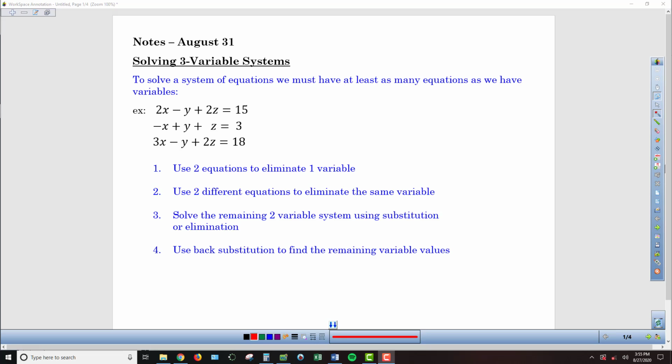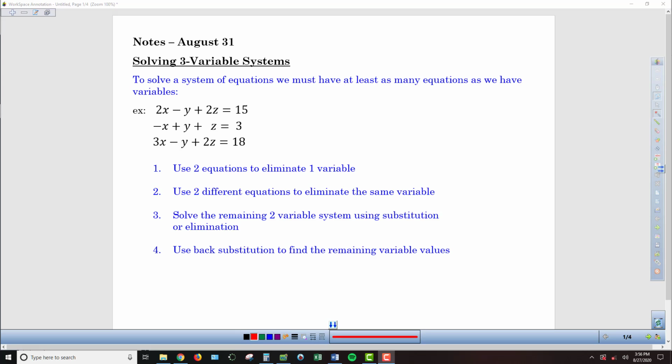So here we're expanding our study of solving systems of equations to systems that have three variables in them, and therefore three equations rather than just two equations with two variables. And for these types of systems, we're going to use elimination as our primary tool for solving.